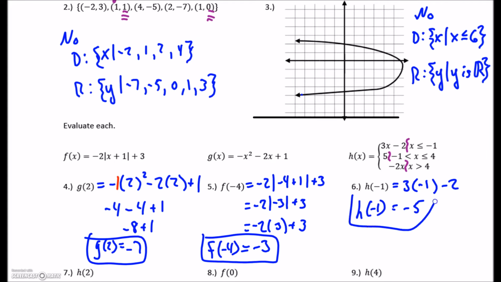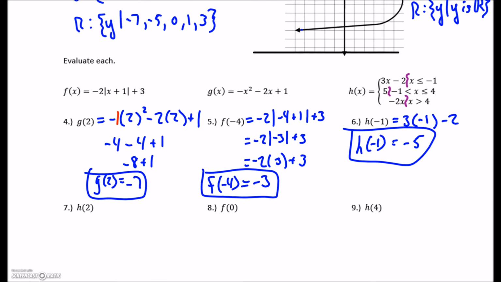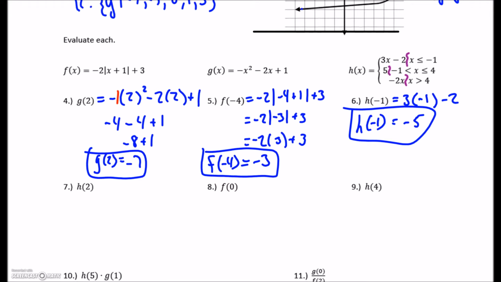Again, input and output, side by side. That's what's neat about function notation. If I look at the next one, I want h of 2 this time, so I look down through those intervals that were listed. And a positive 2 is going to be in this second category. It's greater than negative 1, but less than or equal to 4. And so I want to plug it into this second function right here. So I'm going to plug it into this guy, which is h of x equals 5.